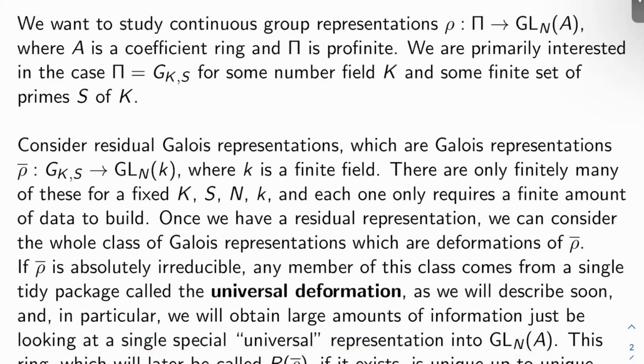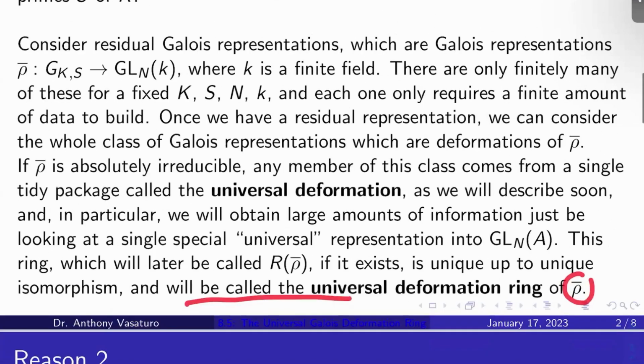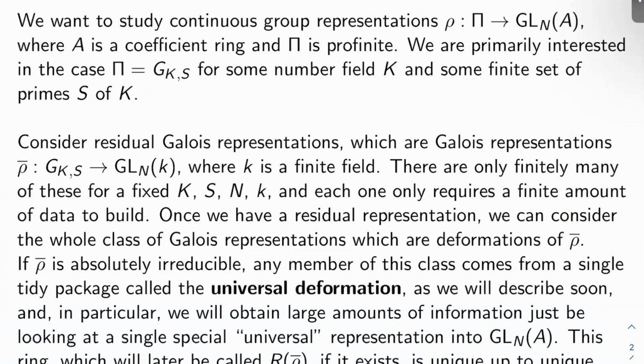Okay, this ring, which will later be called R of rho bar if it exists, is unique up to unique isomorphism by usual category theory nonsense. And it will be called the universal deformation ring of rho bar. Okay, it's not clear that this actually exists though. I mean, this is a pipe dream, but if we can't actually construct this ring, then we can't really use it to do anything, right?